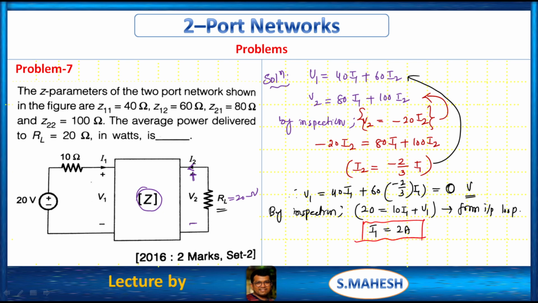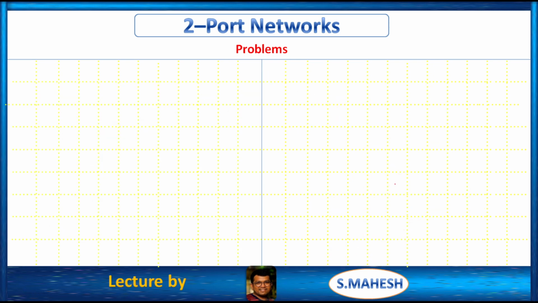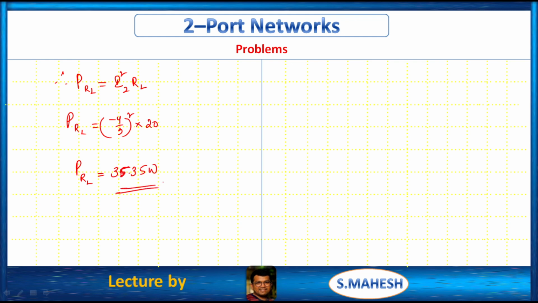So we have I1. Obviously, I2 equals minus 2/3 into I1, which is minus 4/3 amps. That's it, we have I1 and I2. Therefore, power through RL equals I squared R. The current through this port is nothing but I2 only. So power through RL equals I2 squared into RL, which is minus 4/3 whole squared into 20, equals 16/9 into 20. Obviously, we get 35.35 watts. The answer is this.